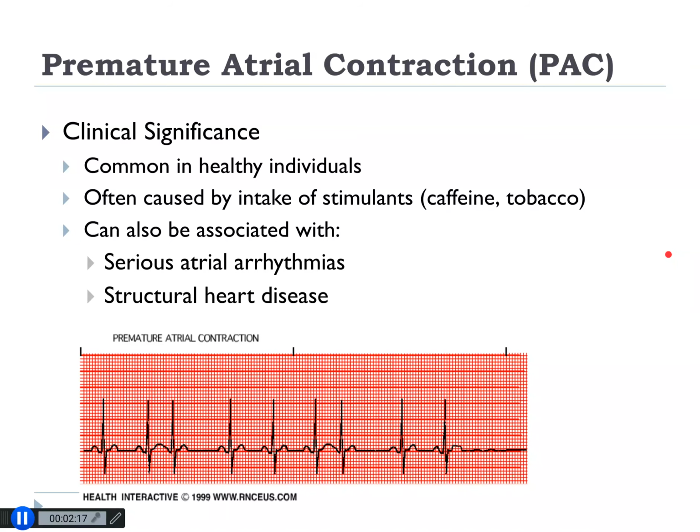These are actually really common in healthy individuals. Definitely stimulants can increase the occurrence of them, so caffeine and tobacco. But if people are getting a lot of them frequently, it can lead to some serious atrial arrhythmias, and it could be indicative of structural heart disease. But we're talking a very large amount of PACs in a very short period of time. So typically, they're quite benign and there's no need for treatment.